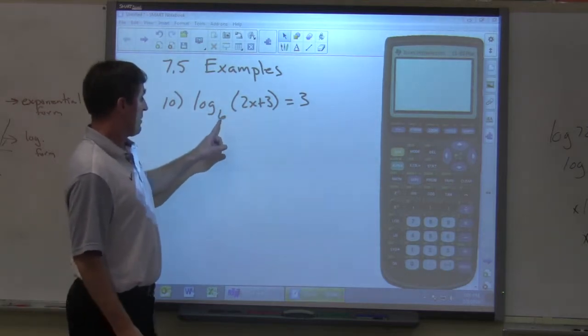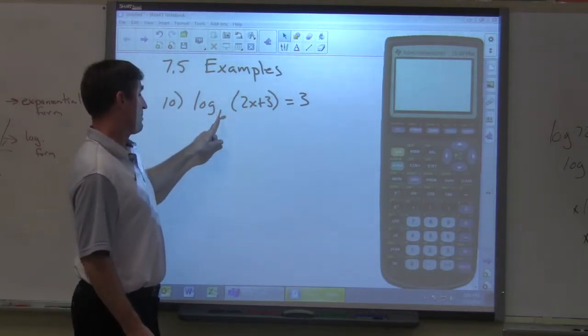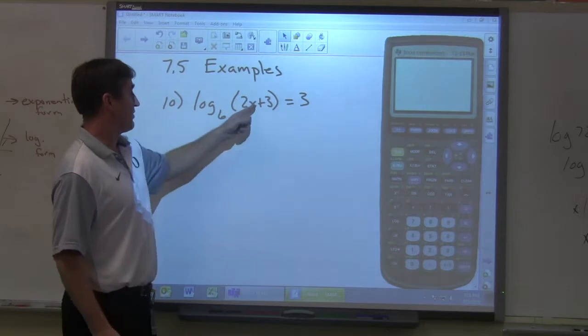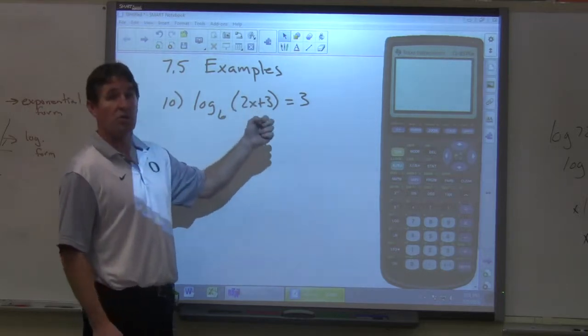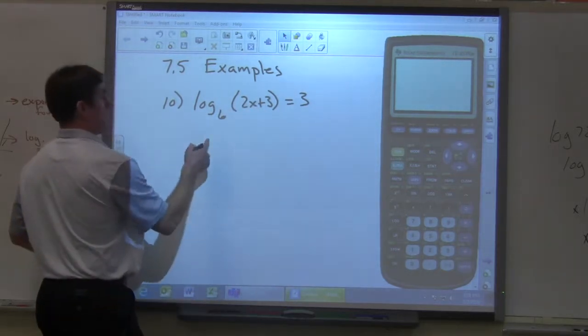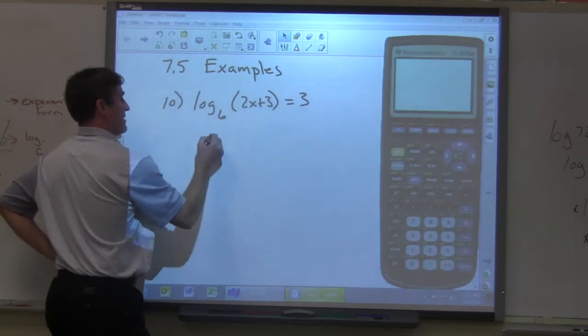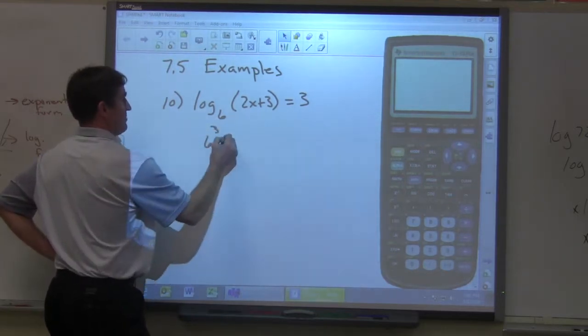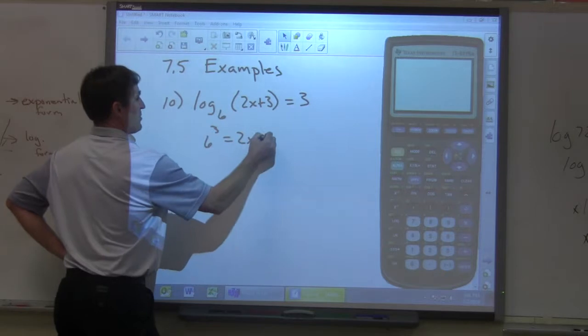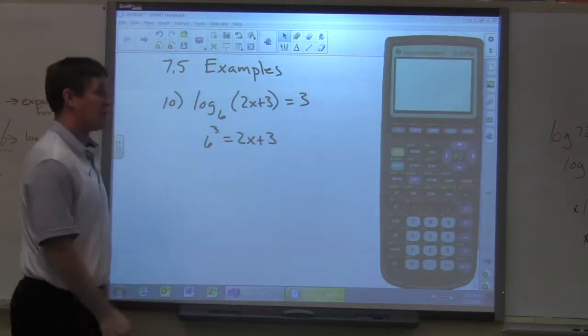And here's our variable. Remember, if we put this in exponential form, it's base, exponent, answer. So the variable's in our answer, so we want to use exponential form. So we quickly transfer this. This is our base. This is our exponent. Equals 2x plus 3. And now we can just solve for x.